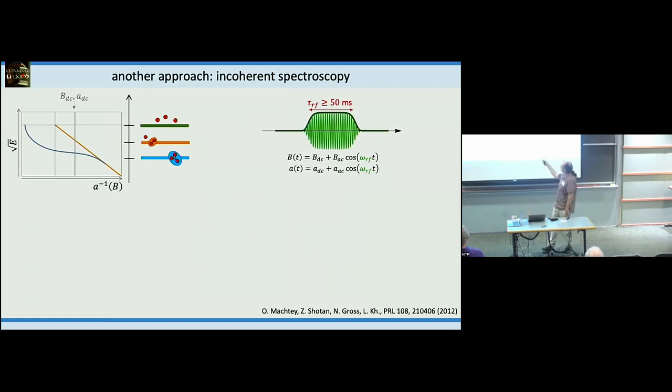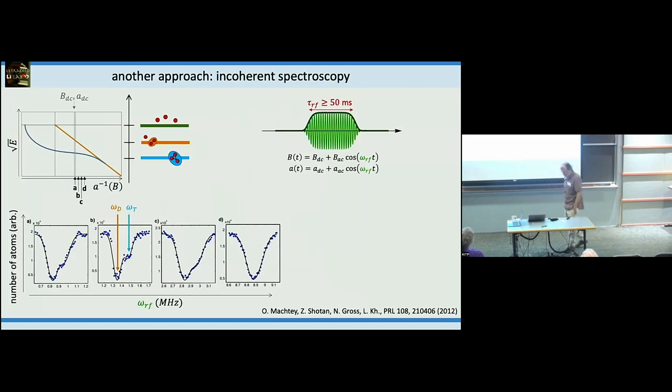So we do that with a pulse, which is the modulation of the scattering amplitude, scattering lengths, sorry. And this is how a typical loss signal looks like. This is, again, the number of atoms as a function of the RF frequency. And this loss has a typical 2 minima structure. The first one is related to the dimers, so we hit the resonance between the continuum state and the dimer state, and then we hit the second resonance between the dimers and trimers.